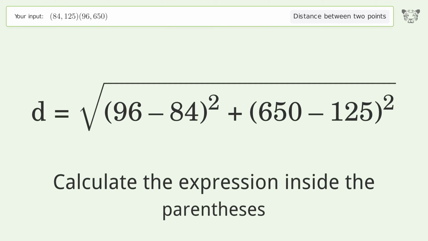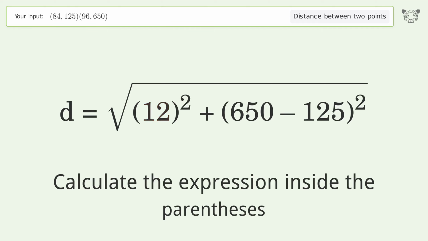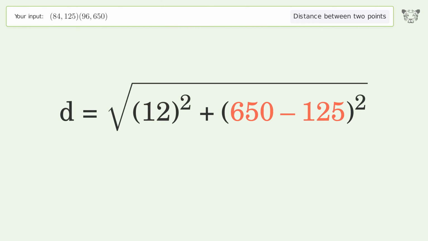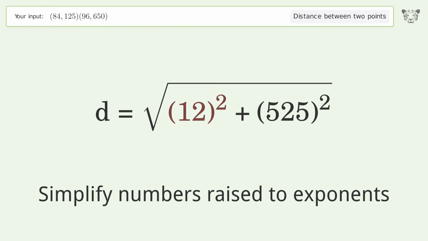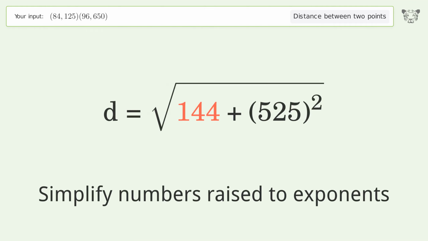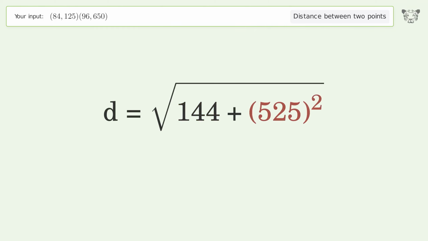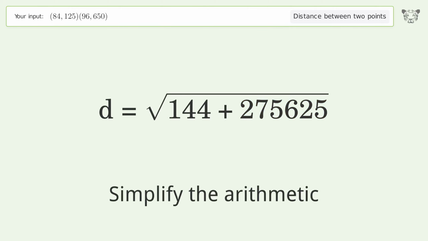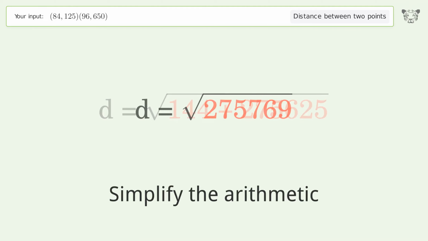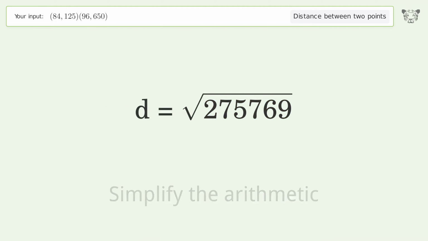Calculate the expression inside the parentheses. Simplify numbers raised to exponents. Simplify the arithmetic. And so the distance between the 2 points is the square root of 275,769, or 525.137.